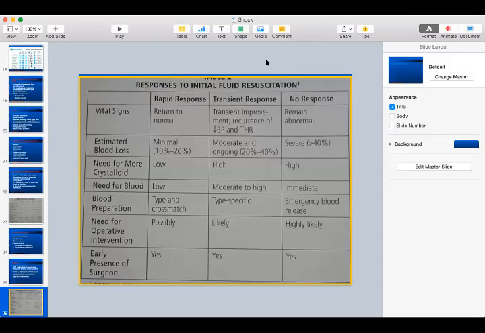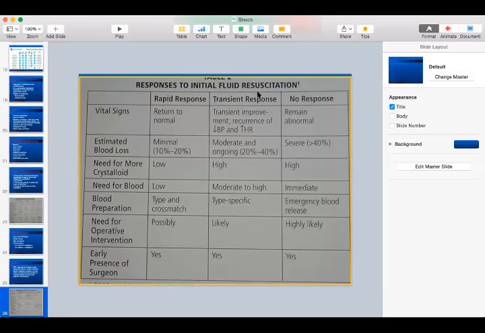Okay. All right. In this table, we're looking at the response to initial fluid resuscitation. If their vital signs are rapidly responding, the estimated blood loss will be minimal, 10 to 20%. Need for more crystalloid is low. Need for blood is low. Blood preparation: type and cross match. Need for operative intervention is possible. Early presence of surgeon, yes.